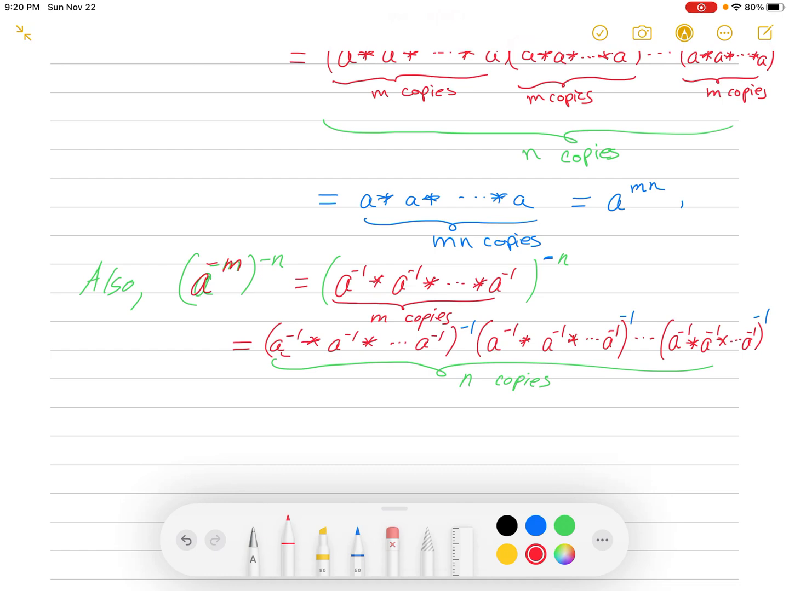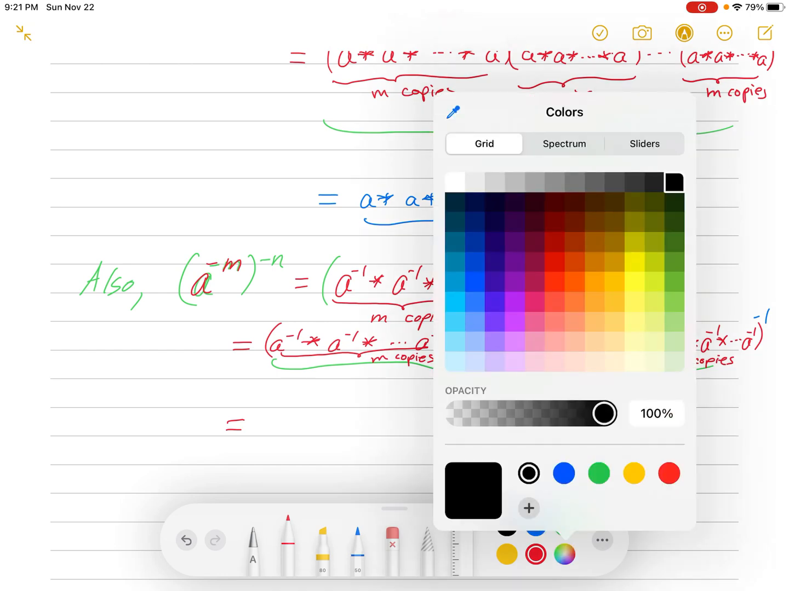Oh, I forgot to label each of these. There are m copies of this, m copies of this, m copies of this. Okay, so now we're going to take that negative 1 and basically use our Corollary 7.6 here, with the blue negative 1. So Corollary 7.6 applies here, and let me show you how this works.